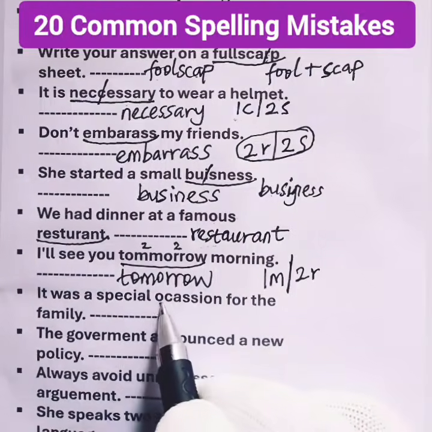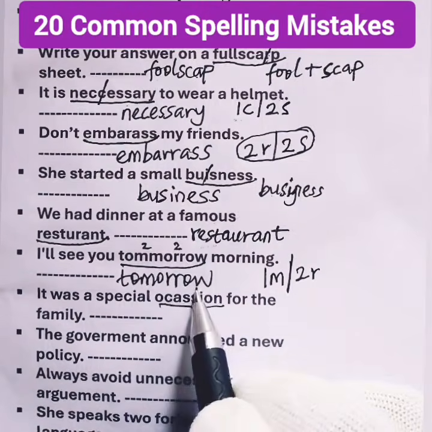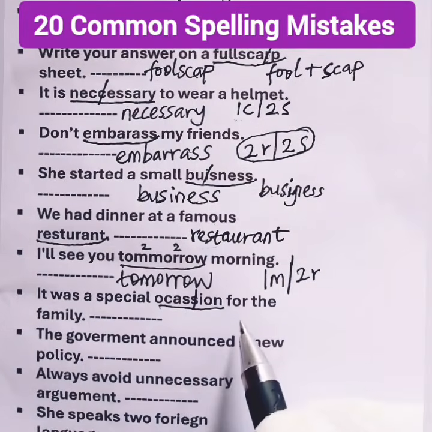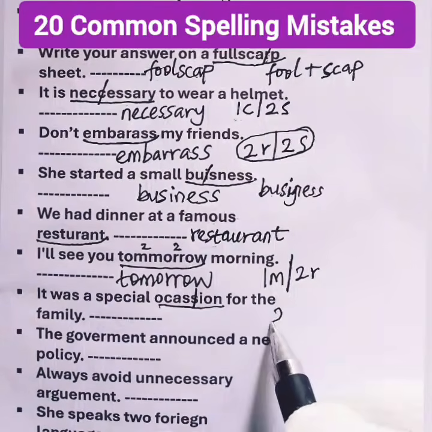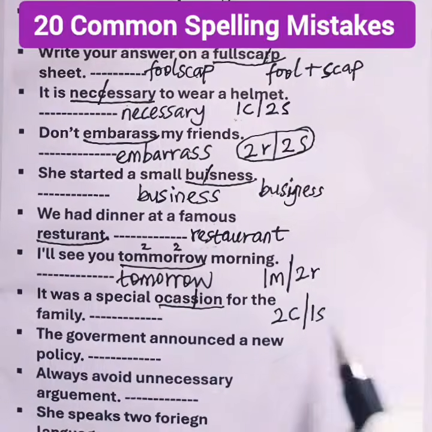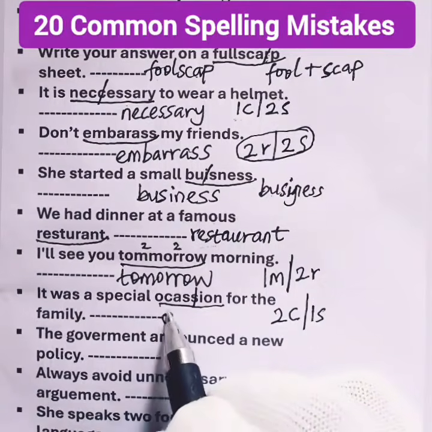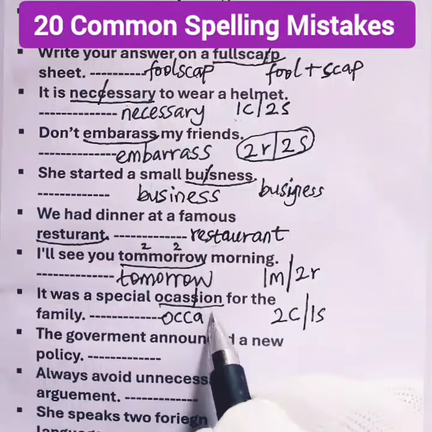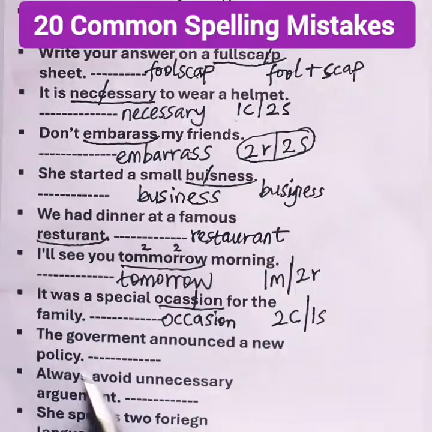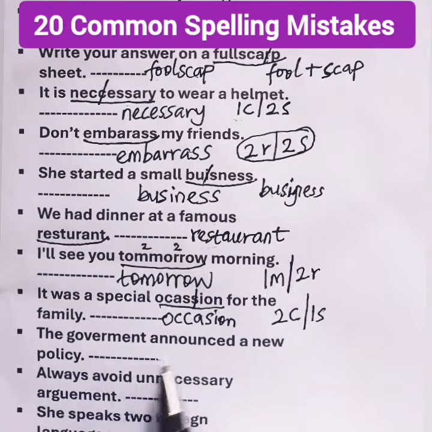Next, it was a special occasion for the family. This is not correct. What do you think is wrong here? S should be only one. When spelling occasion, we have two C's and one S. Okay, so the correct spelling is occasion.